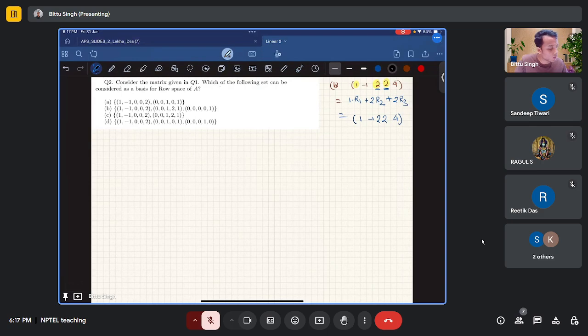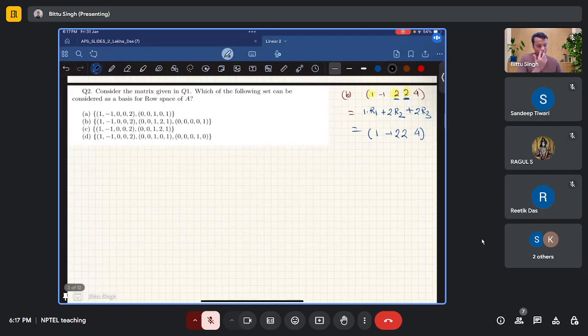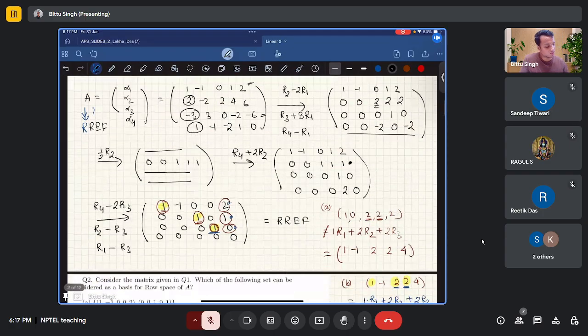Again, the same question. Now, which of the following sets can be considered as a basis of the row space of A? So, you can see that the basis consists of three rows: row 1, row 2, and row 3. Because from here you can see the rank of this matrix. You know that the rank of A is the same as the rank of the row reduced echelon form.